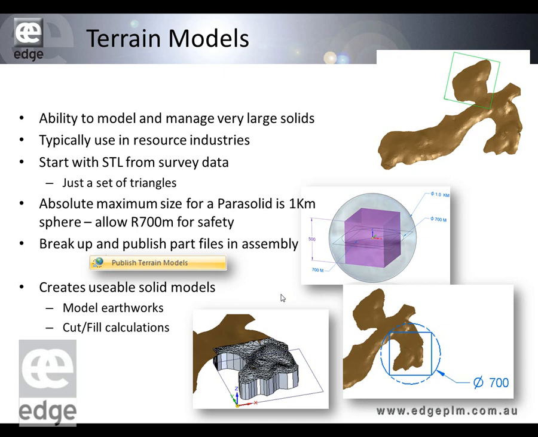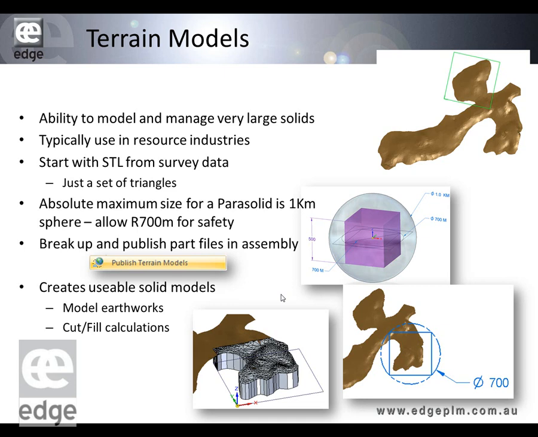Now, the maximum size of a parasolid part has to fit into a 1 kilometer cube. That sounds a bit strange, but that's how it works. It has to fit into a 1 kilometer, not cube, sphere, which is much less than a kilometer cubed. So let's have a look at a workflow here.